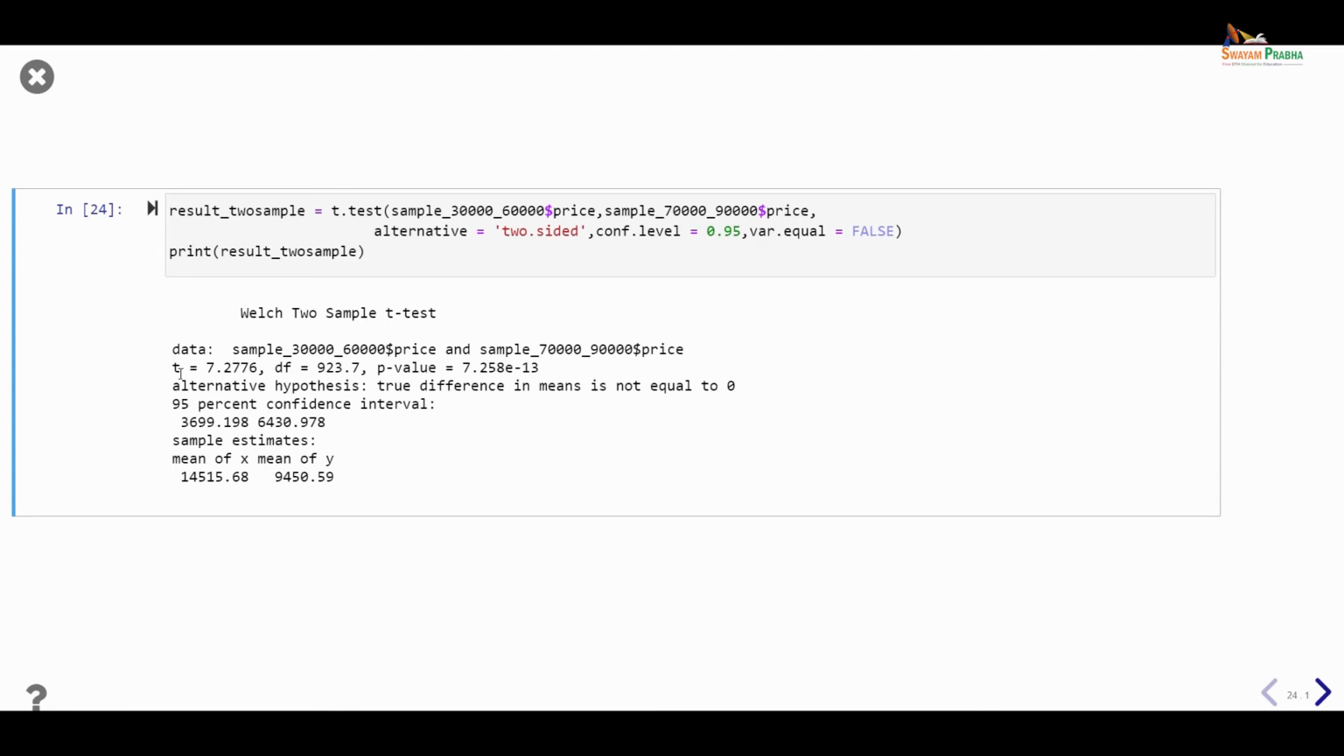My t value, which is the t statistic, is 7.28. My degrees of freedom is 923.7, and it says the p value is 7.26 times 10 to the power minus 13. Again, you get the alternate hypothesis, the confidence interval and the sample estimates. We have the t statistic and the p value to fill in the table, and let's use this degrees of freedom to arrive at critical values.